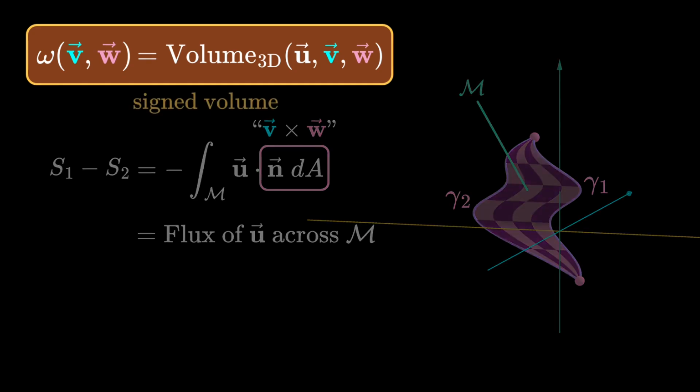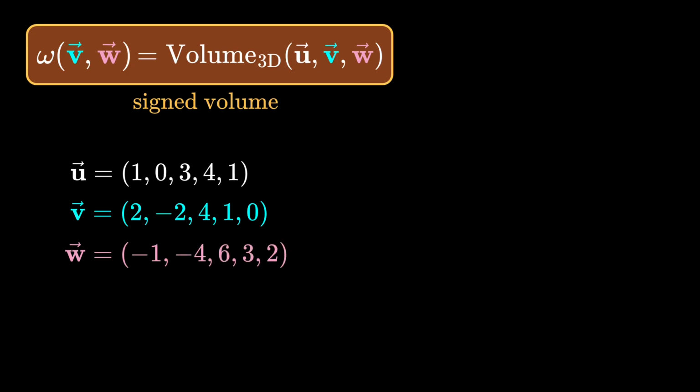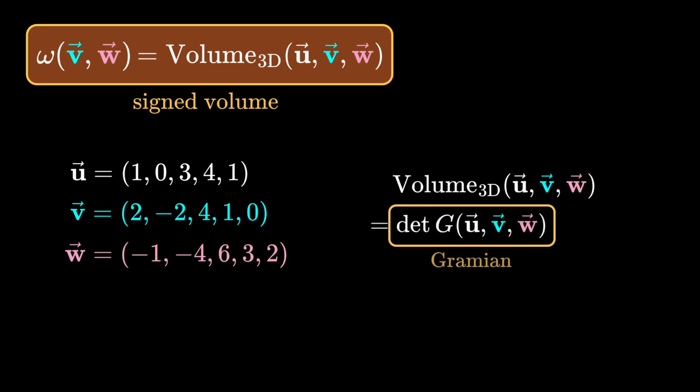One thing to note is that this is a signed volume. If you swap any 2 of these, you gain a minus sign. One other thing to note is that when u, v, and w are higher dimensional, the volume of the parallelepiped formed by 3 vectors can be computed by something called the Gramian. More details in the description.